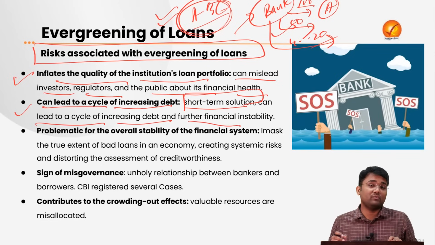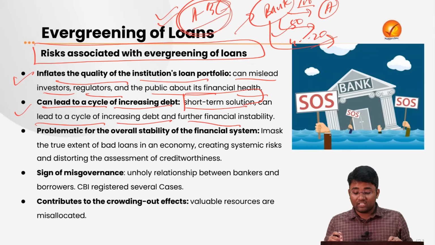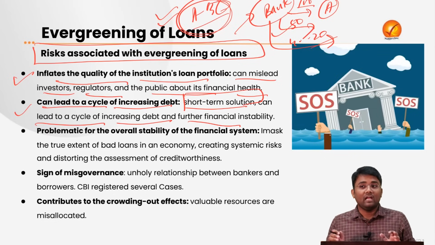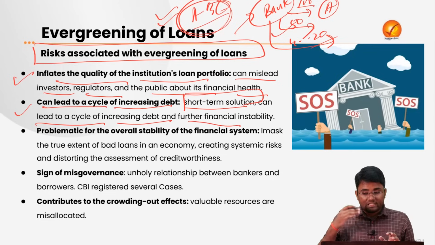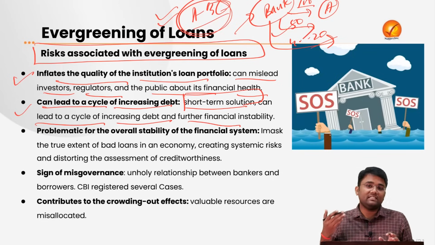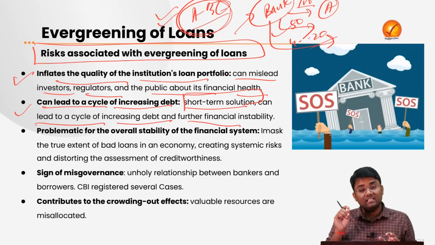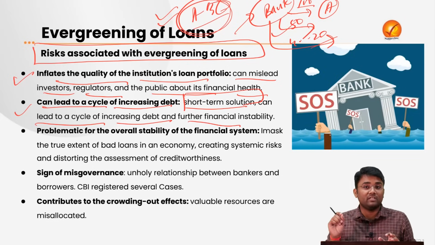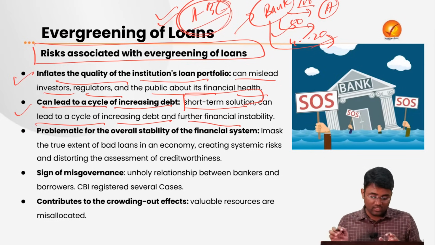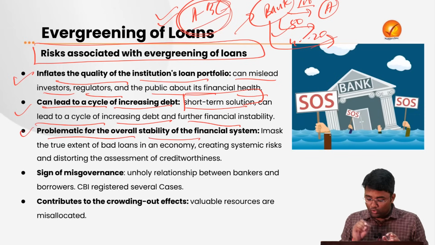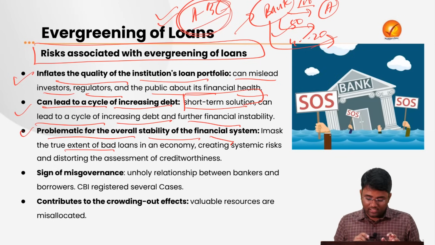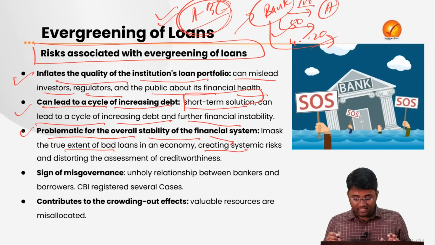We are just talking about 1 lakh rupees that the bank gives to person A. These evergreening of loans happen in terms of 1,000 crores, thousands of crores taken by different companies. So this will lead to increasing debt burdens and increasing NPAs of the bank, it can hamper the financial stability of the bank, and it can also hamper the overall economic stability of the country. Then it is also problematic for the overall stability of the financial system, because it masks the true extent of bad loans in the economy, and it can create systemic risk where situations like bank failures and bank runs can happen.